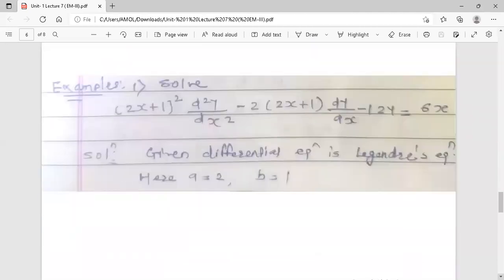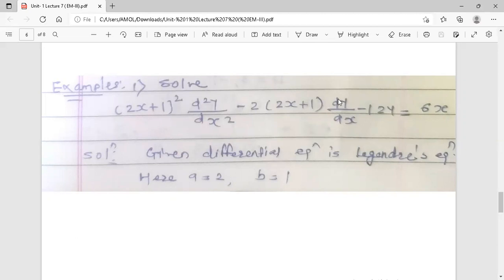Now the example here: solve (2x plus 1) whole square into d2y by dx square minus 2 into (2x plus 1) dy by dx minus 12y is equal to 6x. We want the solution for this differential equation. So check first which equation is given, whether it is LDE or Cauchy's equation or Legendre's equation. In the first term, a second order derivative term is there. With the second order derivative term, there is a polynomial function in the form of ax plus b, and the degree of the polynomial function is 2, which is equal to the order of the derivative present in the same term. And the constant coefficient is 1 here.